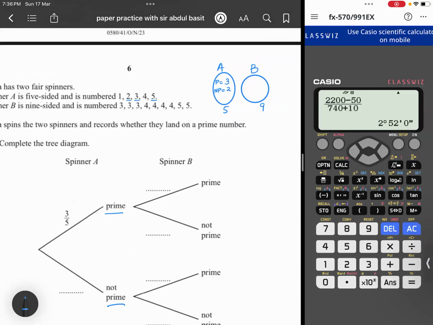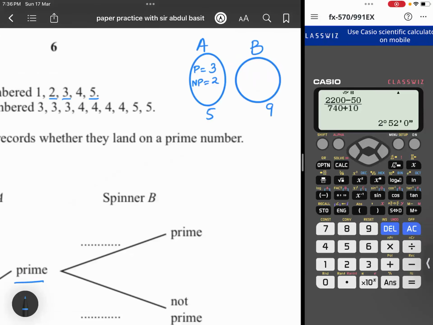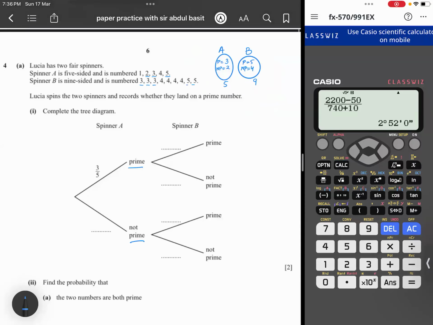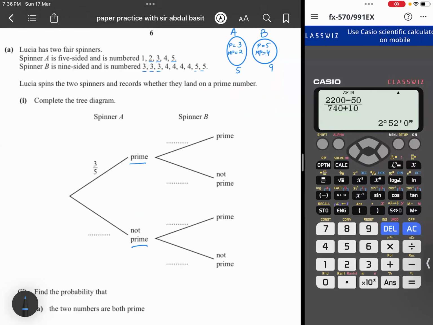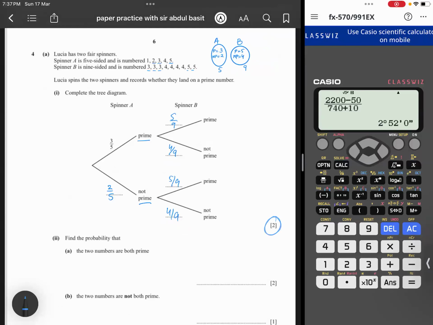Look at spinner B. How many prime numbers are there? 2, 3, 5, 7 and 9 are... so 1, 2, 3, 4, 5 are prime. And not prime, how many? They are 4. Now Lucia spins the 2 spinners and records whether they land on a prime number. So it is 3 out of 5 prime in spinner A, and 2 out of 5 not prime. In spinner B, it is 5 out of 9 prime and 4 out of 9 not prime. That's how we will complete the tree diagram for 2 marks.